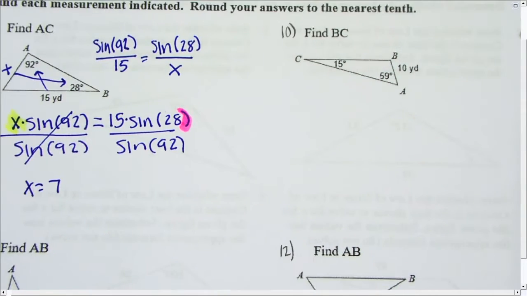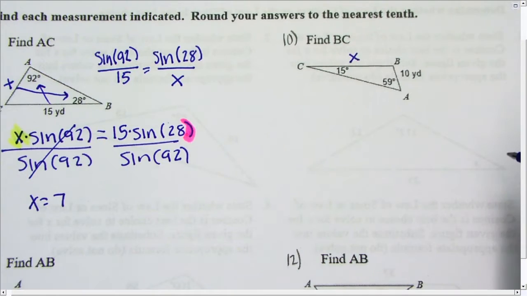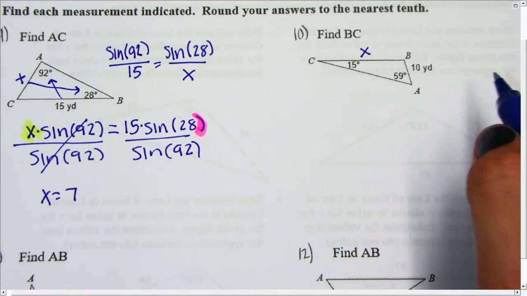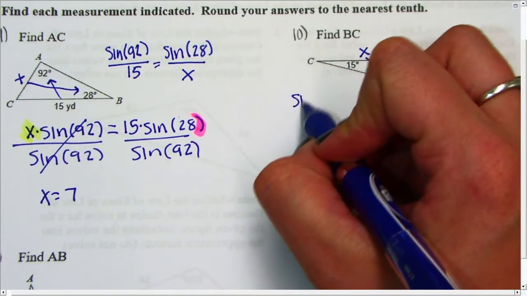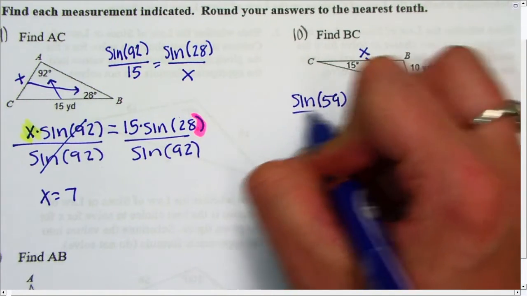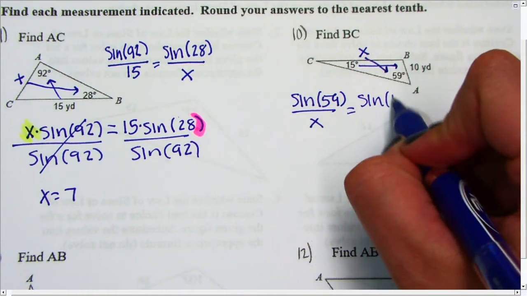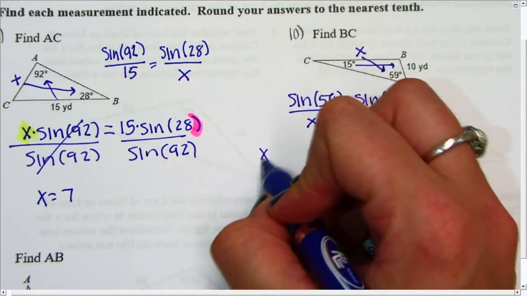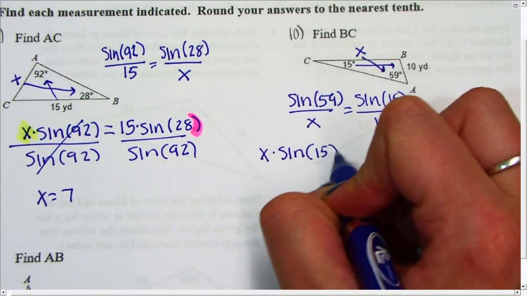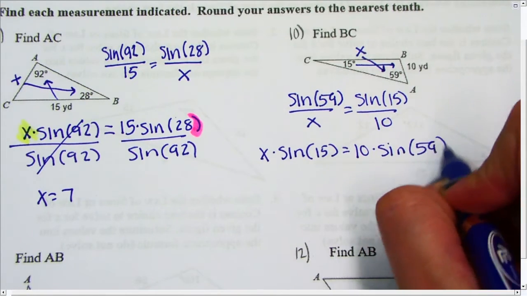All right, let's do law of sines again. So number 10 is also a law of sines question. We're trying to solve for BC. So in this problem, X is across from 59. So this is the sine of 59 over X. 15 is across from 10. So sine of 15 over 10. Again, cross multiplying. X times sine of 15 equals 10 times sine of 59.